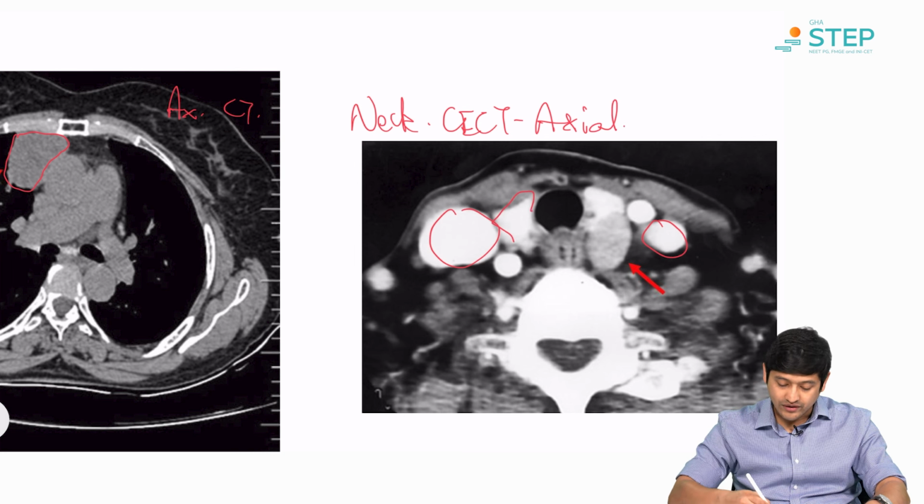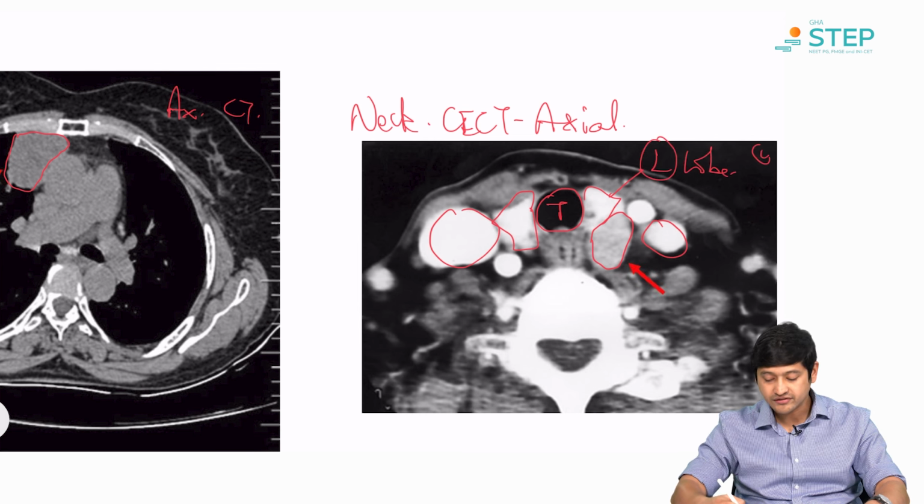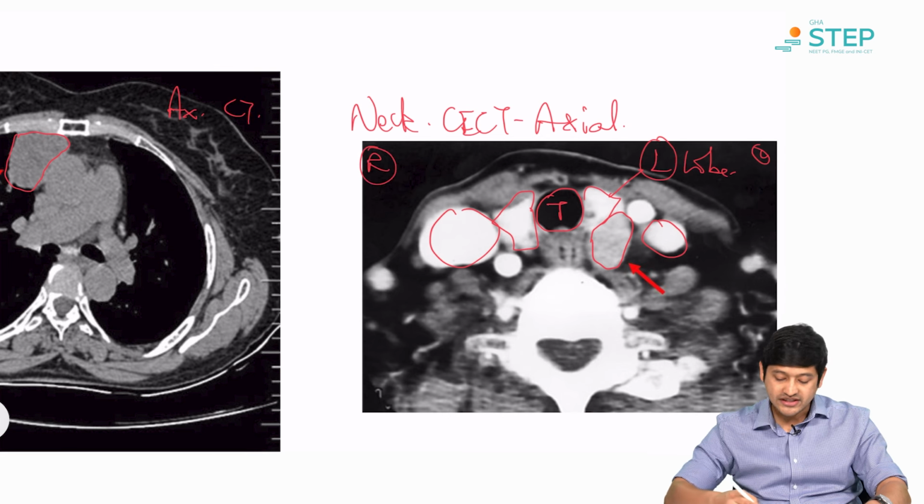You look at the thyroid gland on either side of the trachea. This round structure here is the trachea. You see a well-defined enhancing structure posterior to the left lobe of the thyroid gland, because this is the left and this is the right side. You see that it is smooth, it does not have calcifications, it does not have areas of necrosis.